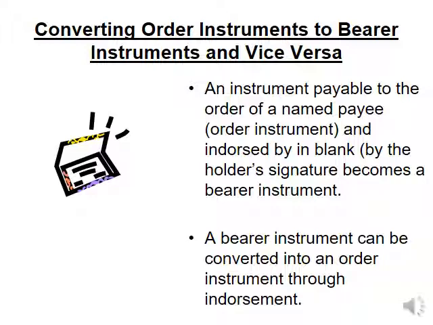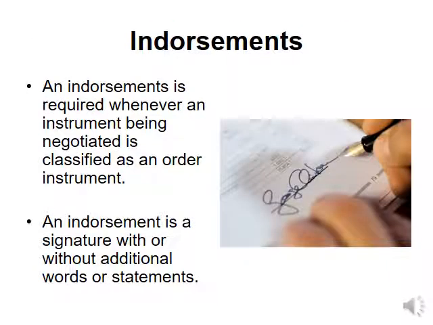So for an instrument payable to the order of a specific payee, for example, if it says pay to the order of Peter Thomas on the front of the instrument, you can change that order instrument to a bearer instrument if Peter Thomas just signs it on the back, which is called a blank endorsement. So you can convert an instrument back and forth between order and bearer with the endorsements. An endorsement is required whenever the instrument is being negotiated as an order instrument. So you will need an endorsement to make someone a holder of an order instrument.